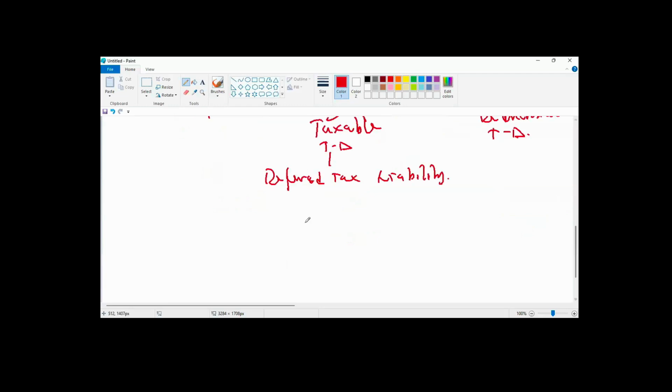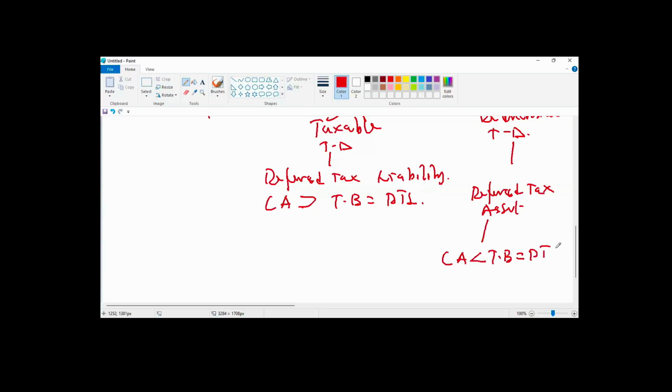Deferred tax liability occurs when the carrying amount, which the accountant uses, is greater than the tax base. Who uses the tax base? Take note of that. Deductible difference will lead to deferred tax assets. Deferred tax asset occurs when the carrying amount is lesser than the tax base.